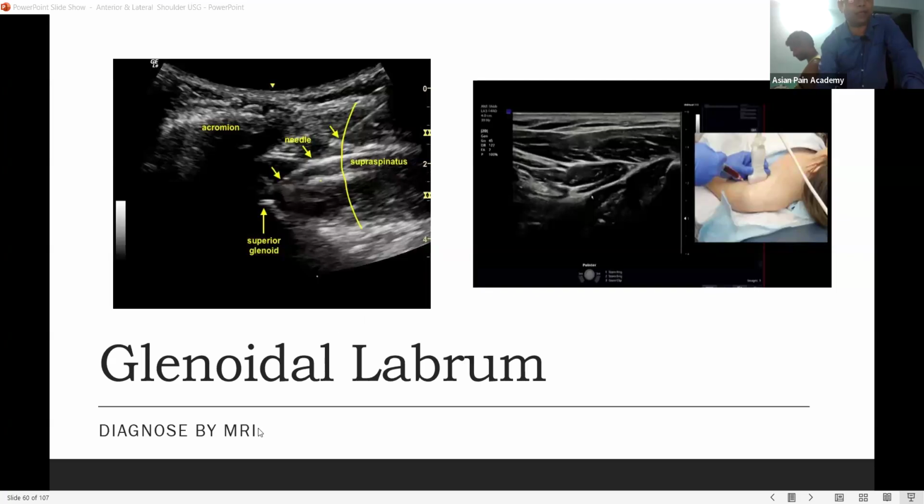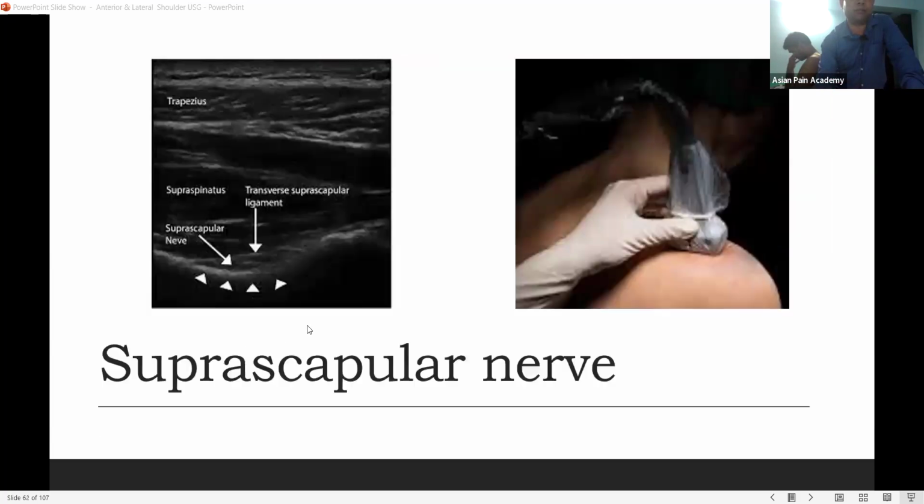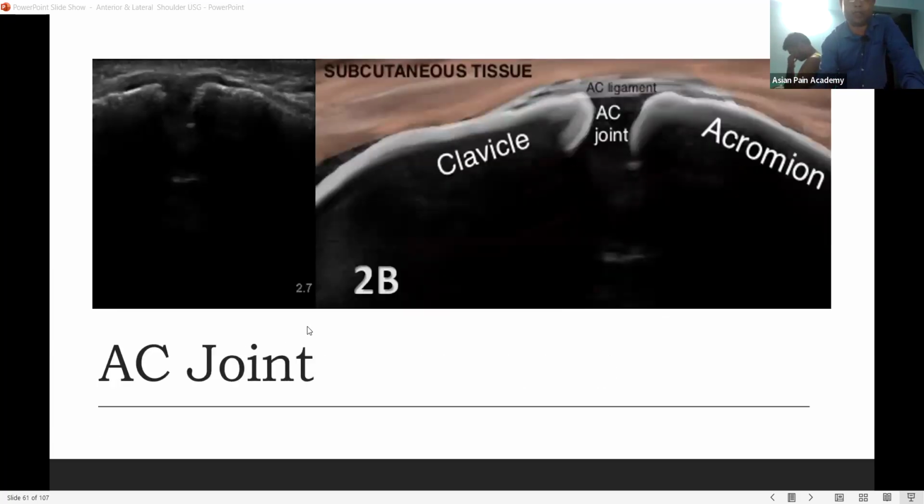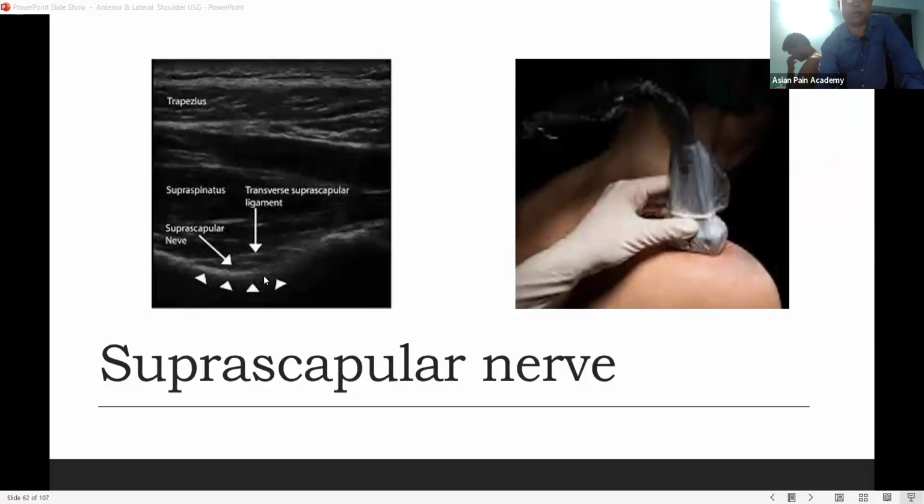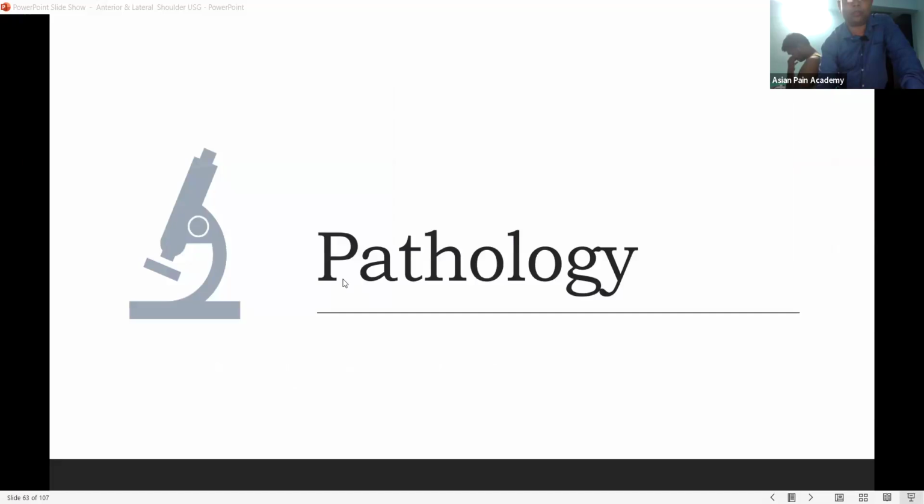Glenoid labrum is always diagnosed by MRI. We cannot see it by ultrasound, but of course in some areas a procedure has been done after diagnosing by MRI. There are some reports. Acromioclavicular joint, I will show you the acromioclavicular joint and acromioclavicular ligament. The suprascapular nerve also I will show you. But that's it.